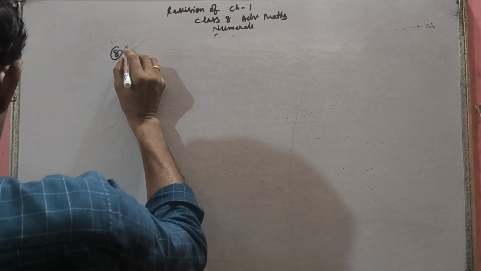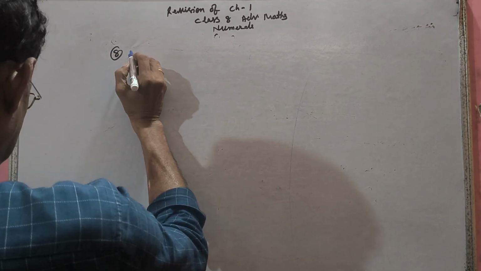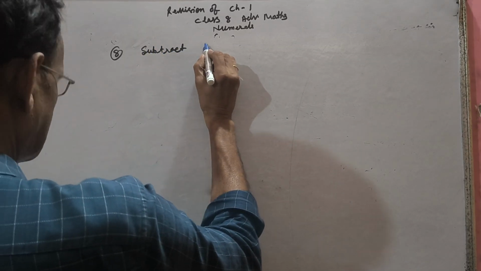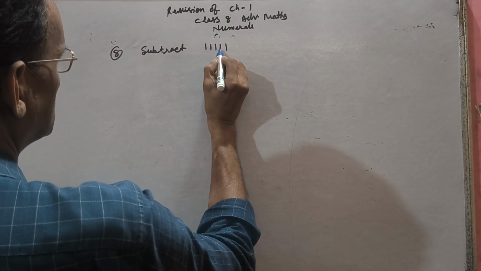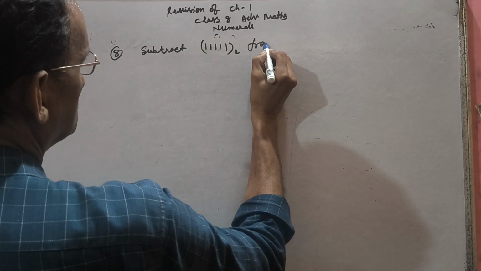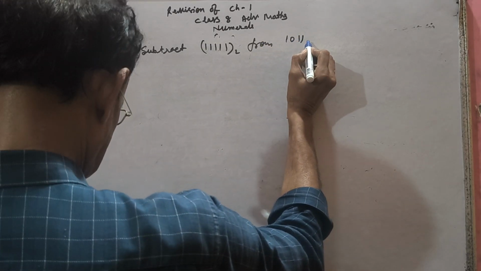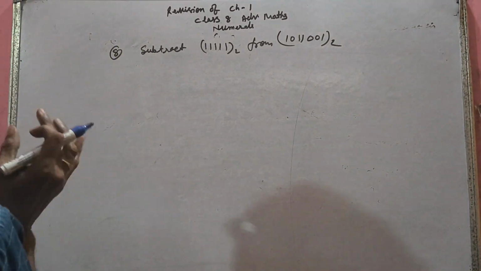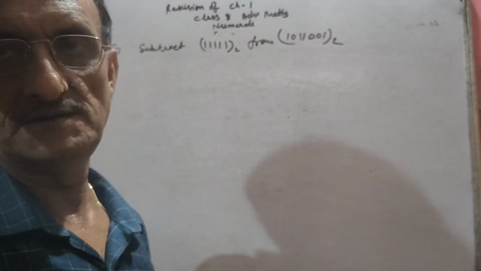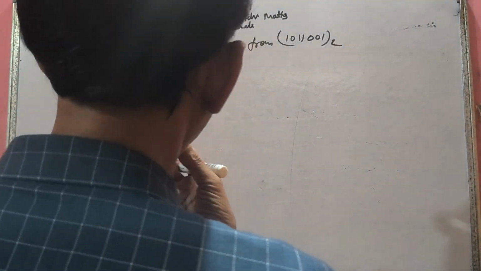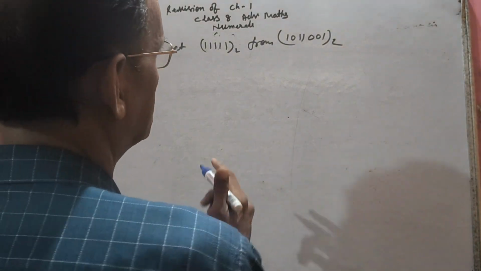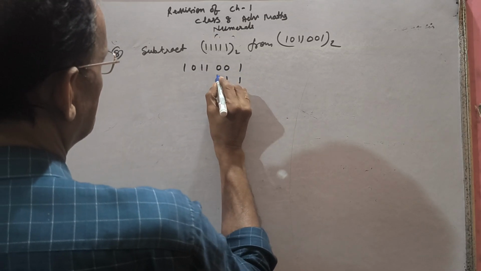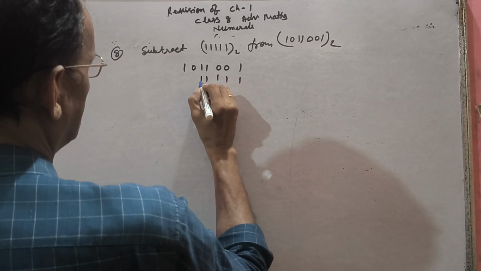Addition you find easy, but sometimes subtraction you find difficult. So one sum of subtraction. Write down: subtract 11111 base 2 from 1011001 base 2. So if you know subtraction, then you can know division also. Subtraction is important, and some of you are a little reluctant in subtraction.